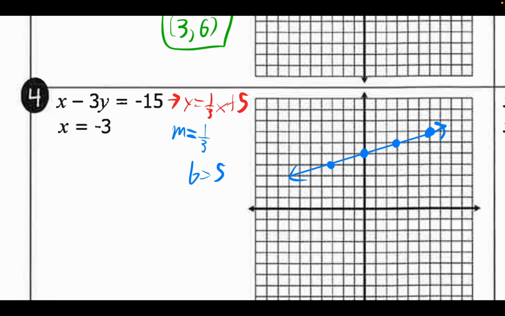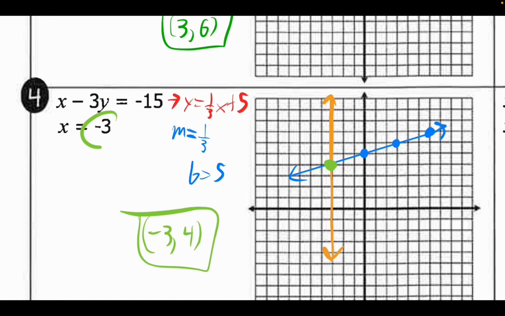It's x equals a number, which means it's a vertical line at x equals negative 3. So when x is negative 3 everywhere. And the intersection is right here in the green, which is negative 3, 4. Note, x was negative 3 and x is negative 3. That'll always be the case when you have an equation that's x equals a number or y equals a number, that the x or y value will be that number.